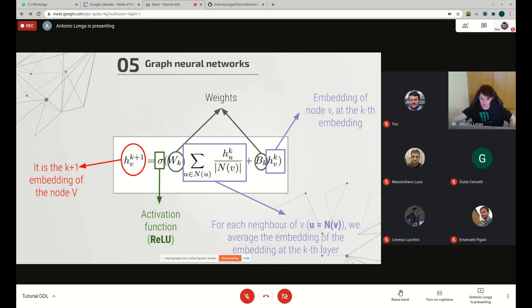We have some trainable weights. And we have, again, trainable weights and my previous embedding. And we just sum them, pass through an activation function, and we have the representation of the k+1 layer.